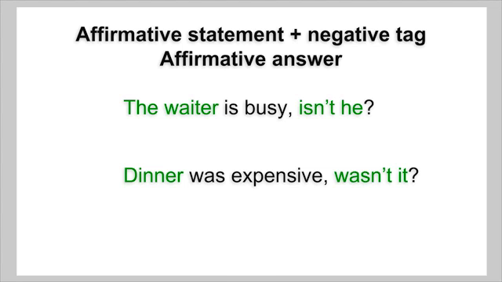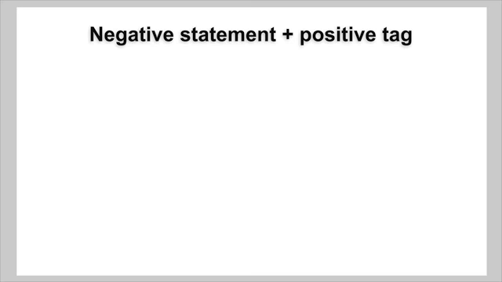For example, "The waiter is busy, isn't he?" "Yes, he is." "Dinner was expensive, wasn't it?" "Yes, it was." To make tag questions about negative statements, we use a positive verb in the tag.